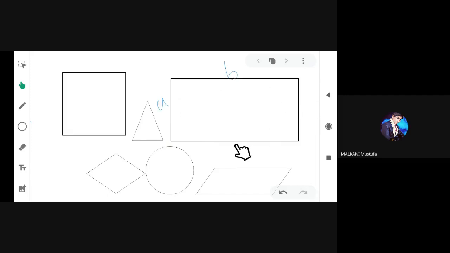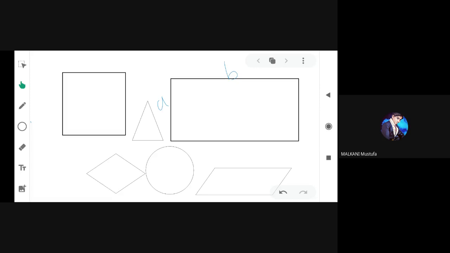So what is the perimeter of rectangle? 2A plus 2B. Do you get it? Yes or no? Okay. Now you can see in a rhombus. Rhombus having all sides equal. So perimeter of rhombus is also as per square, 4A, means 4 into side.